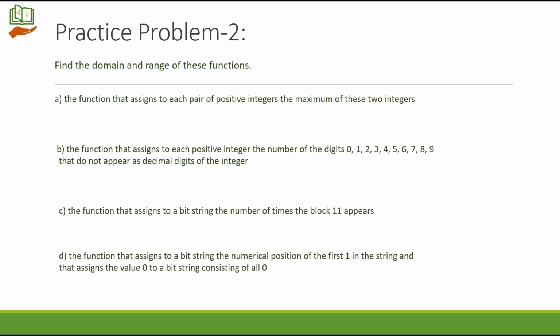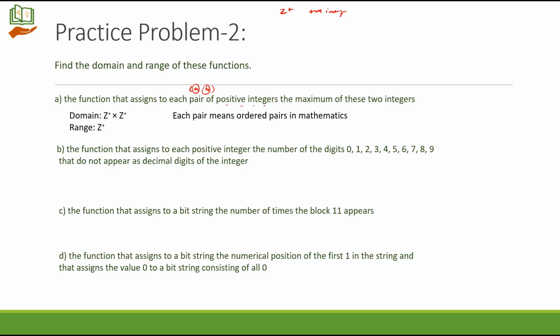Next problem, find the domain and range of these functions. The function that assigns to each pair of positive integers the maximum of the two integers. They are saying each pair. Pair means let's take a comma b. This will be from positive integers and this will be from positive integers. The maximum of these two integers will be the range. So Z plus means positive integers. Since we have a pair of positive integers, we are using the cross symbol here. Z plus cross Z plus will be the domain and the range will be only Z plus. Each pair means ordered pair in mathematics.